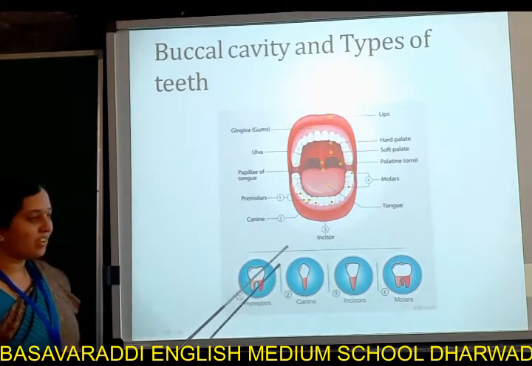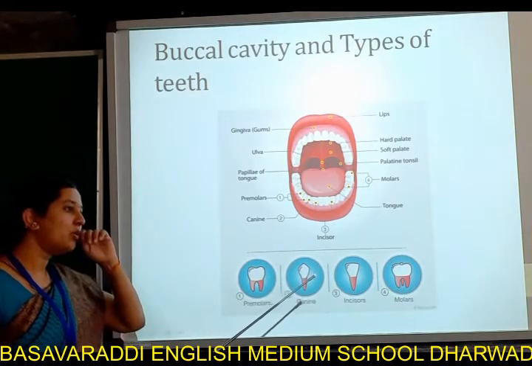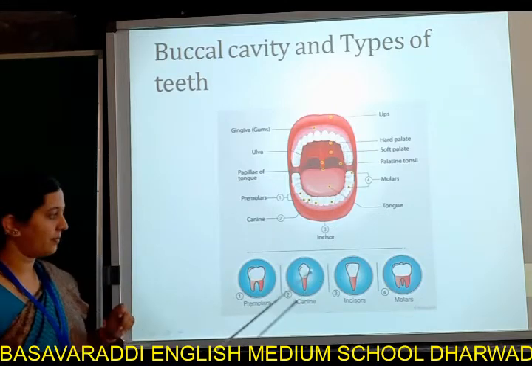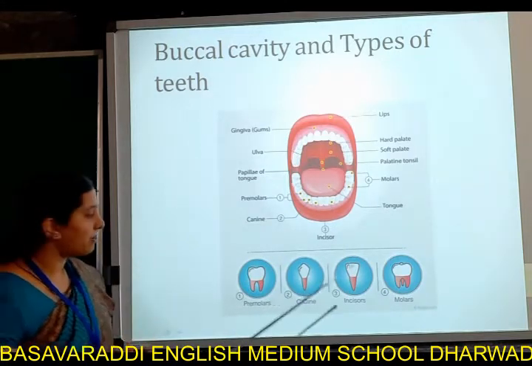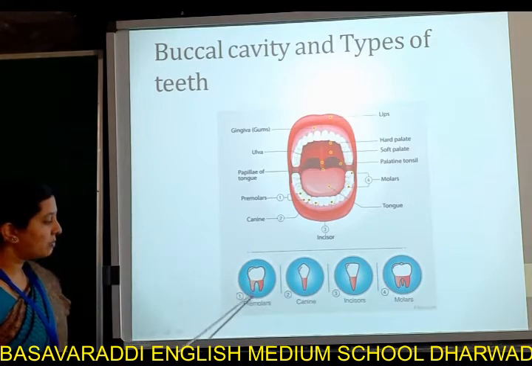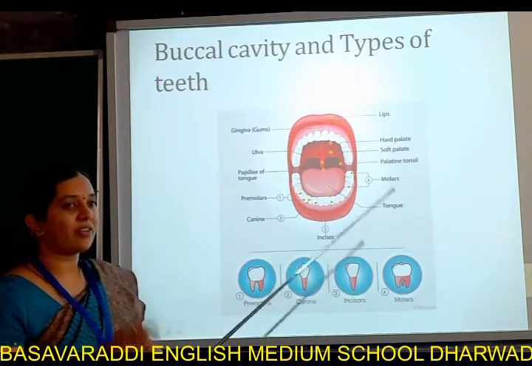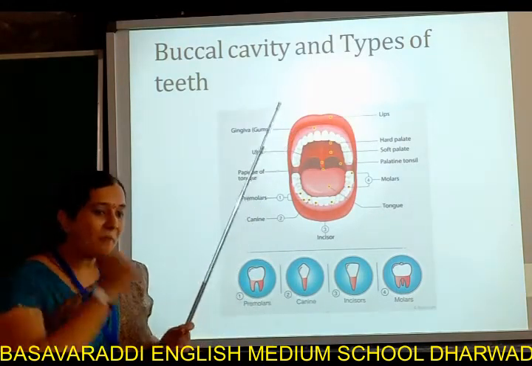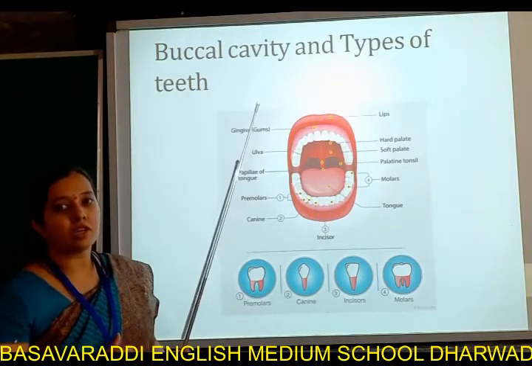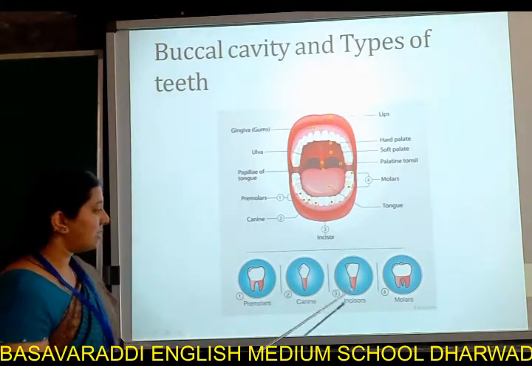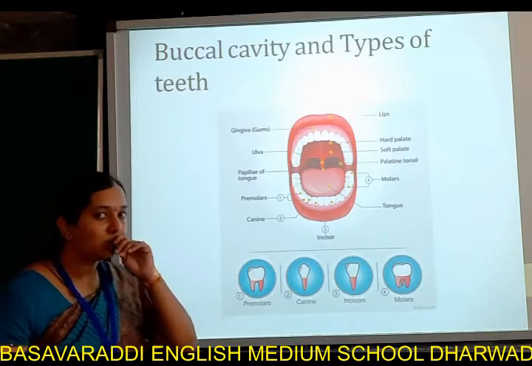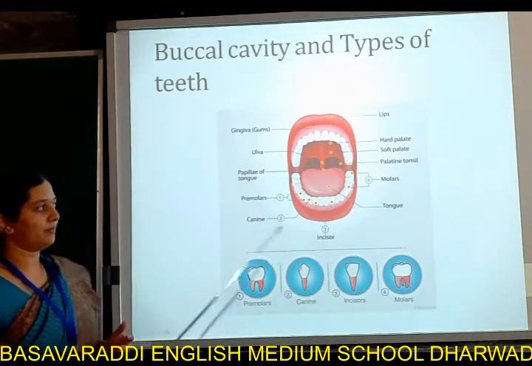They are different in shape, at the same time their function is also different. The canines are very sharp. They help you to take the food, to break the food properly. Then these premolars and molars are very strong and wide. They completely help in the crushing of your food. And these incisors also help in breaking your food.